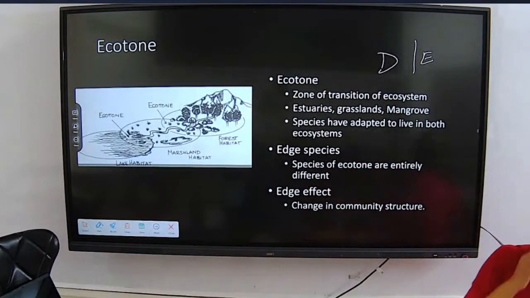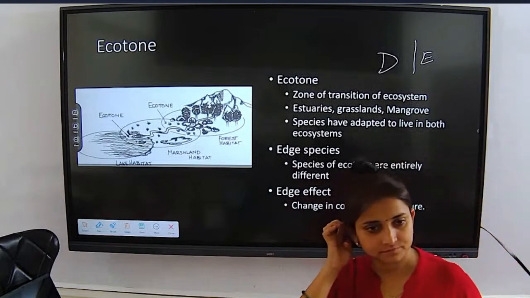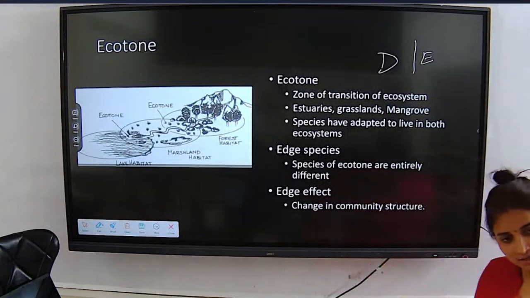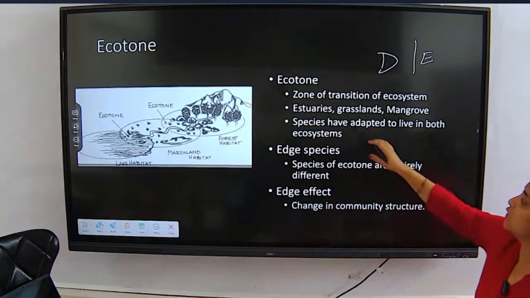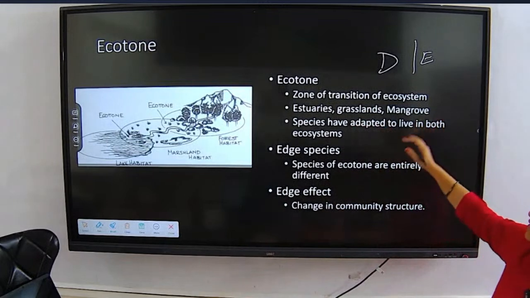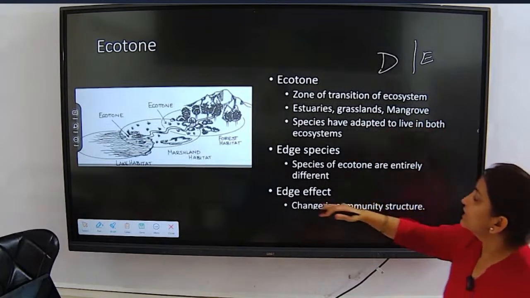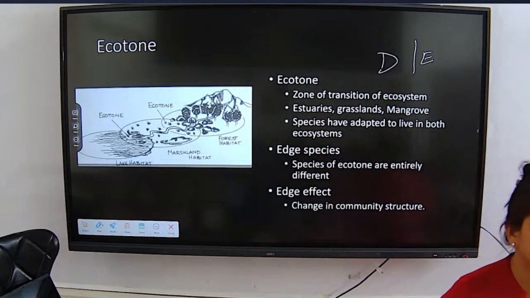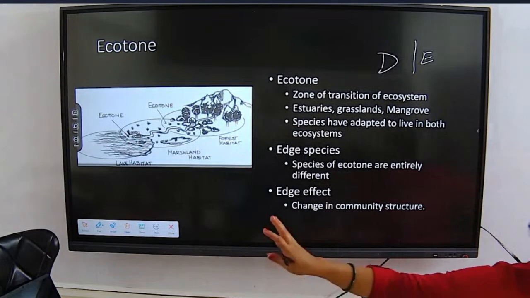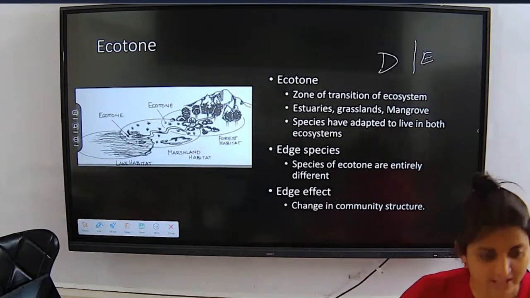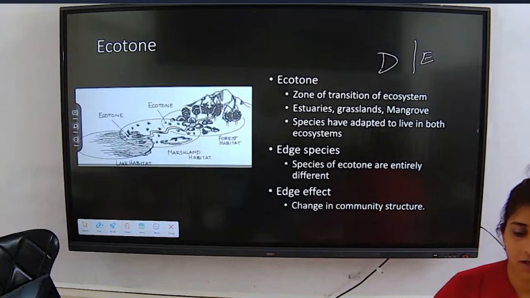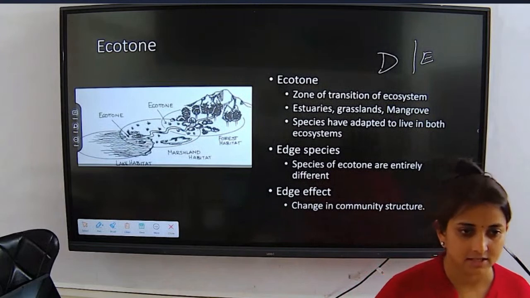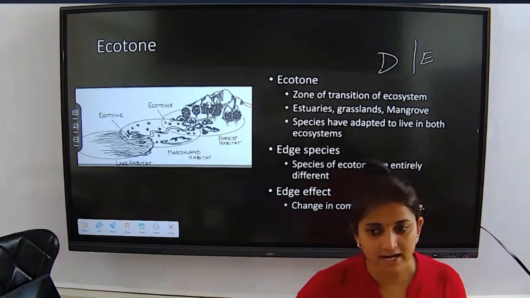Correct, called as ecotone. Okay. So ecotone is a zone of transition between ecosystems, can be estuaries, grasslands, or mangrove. Now, those species which are living in these ecotone have a capability of living in left also, right also. For example, frogs. Frogs are capable of living on land and in water. Snakes, okay, have a capability of living on land or on water.